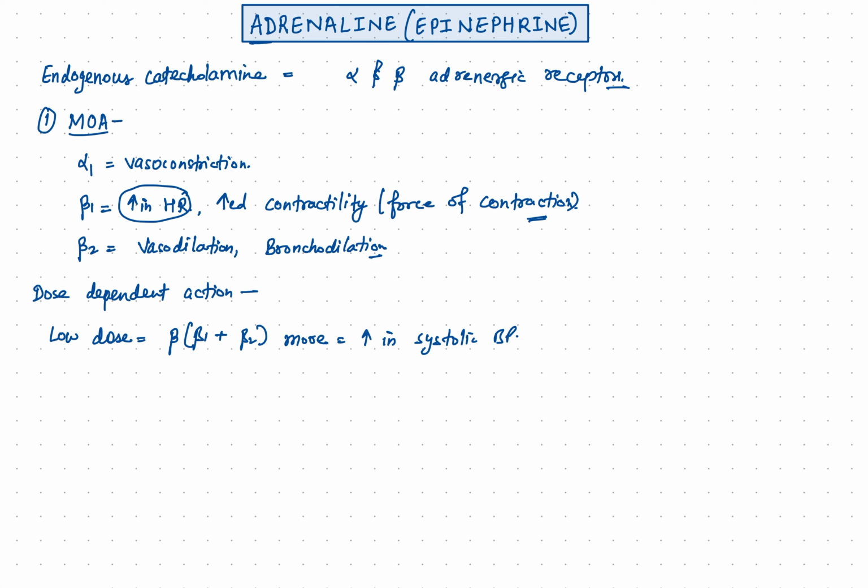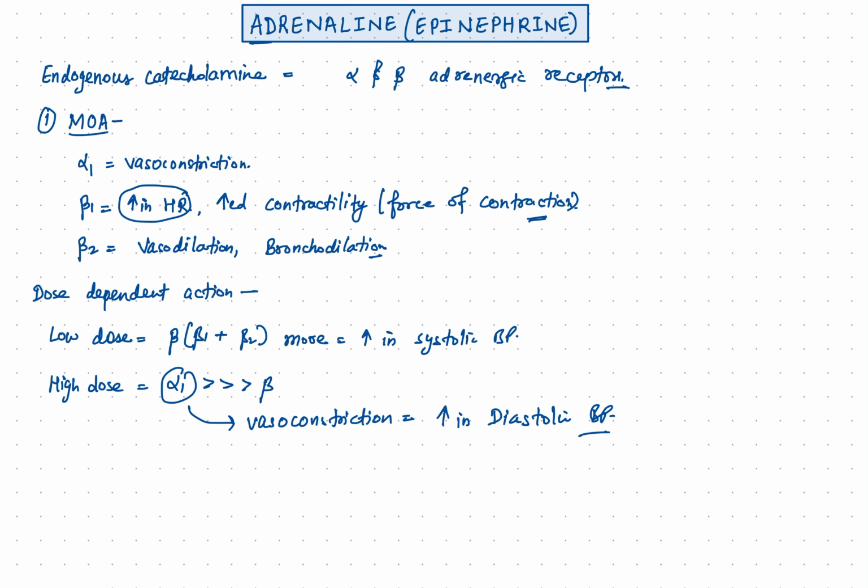And if we give a high dose, it will stimulate alpha 1 much more than beta. And alpha 1 will cause vasoconstriction, and vasoconstriction will cause increase in diastolic BP. Right. So this is about the mechanism of action.